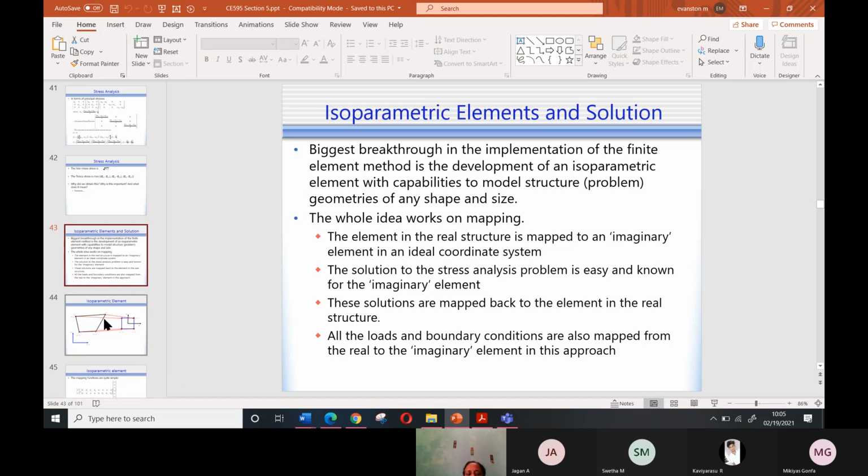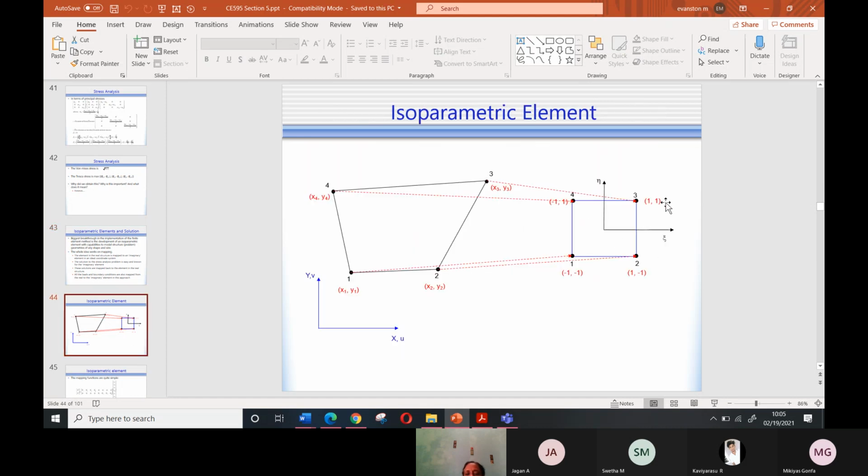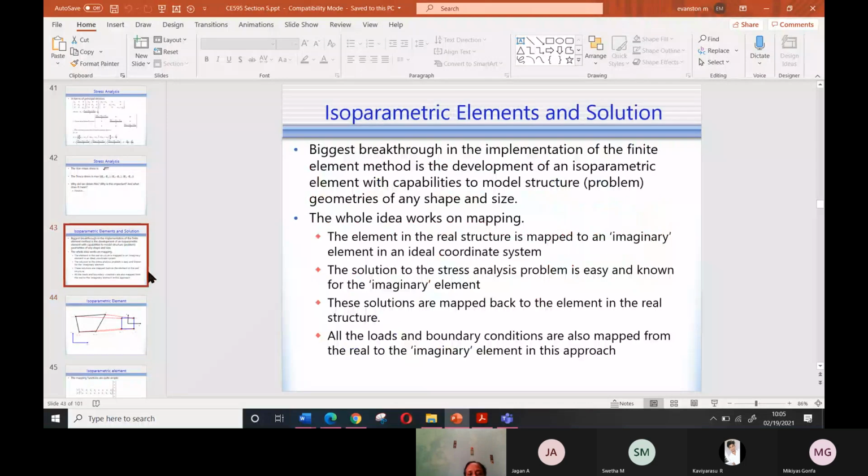So what I have shown in the next figure, the rectangular one is the imaginary one that varies from +1 to -1, and the first quadrilateral is the real structure. So we are mapping the real structure with the imaginary system, like what we do in a computer with the binary system of 0 and 1. Once the solution is over, you can remap from the imaginary system back to the real structure. So you should understand the words real structure and imaginary element.